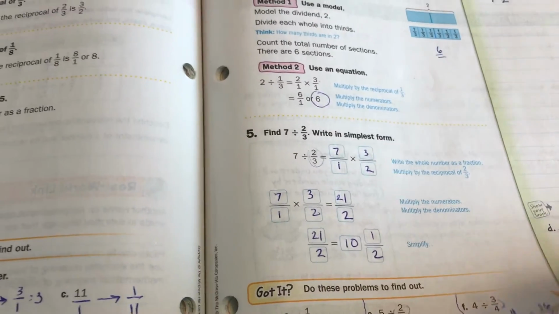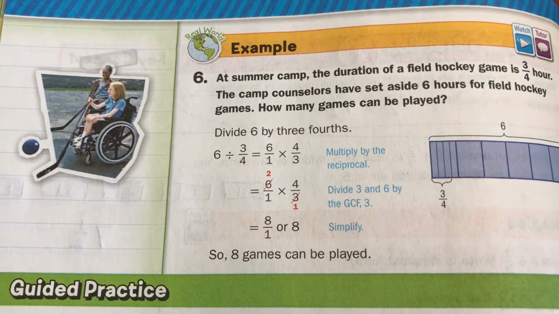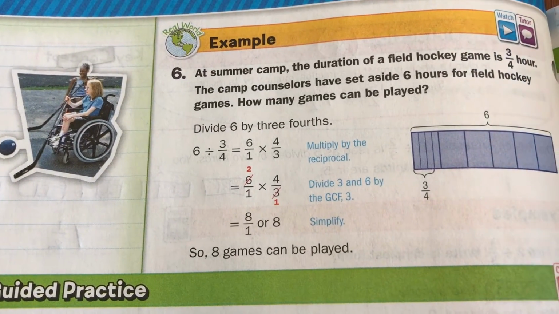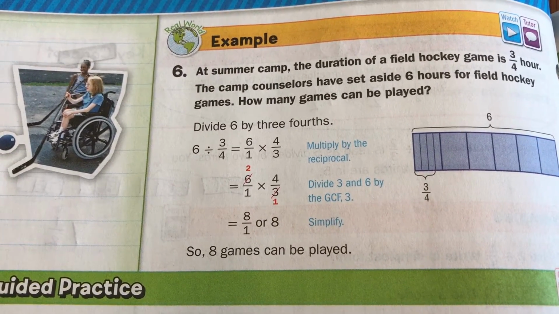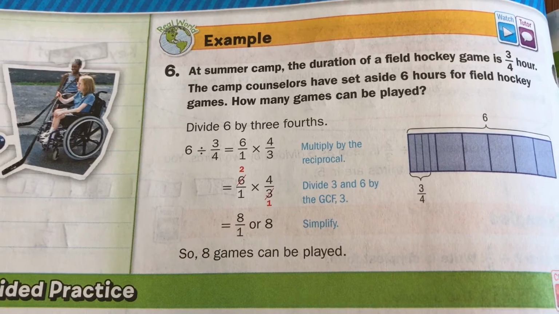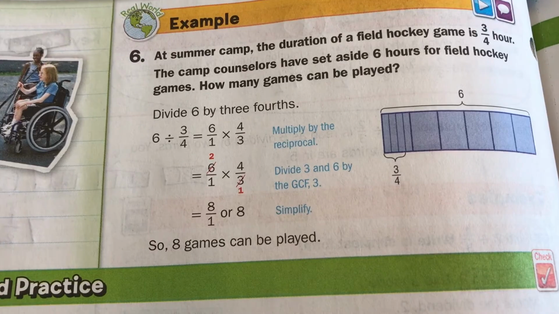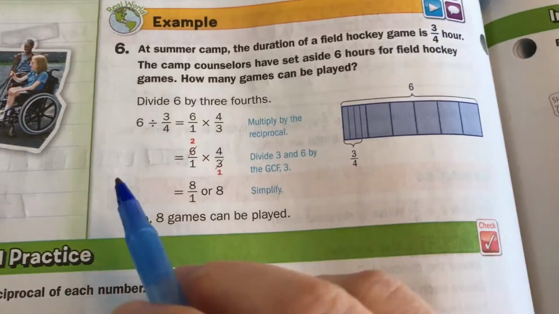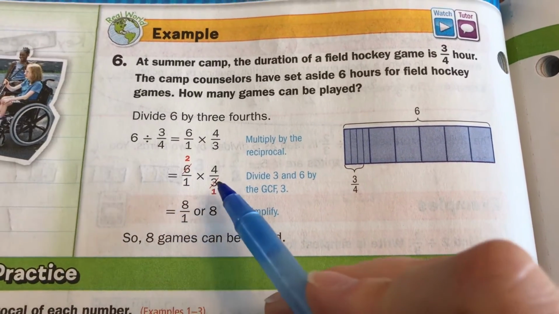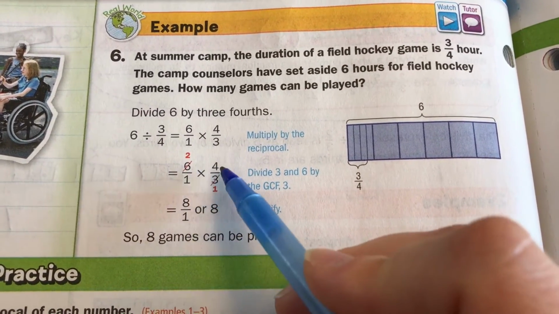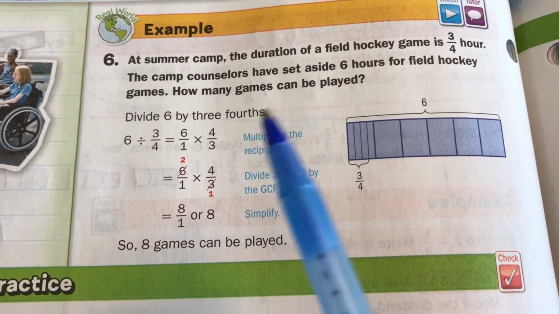Okay, let's turn to the last example. Page 308. At summer camp, the duration of a field hockey game is 3/4 of an hour. The camp counselors have set aside 6 hours for field hockey games. How many games can be played? So you need to divide 6 by 3/4. 6 divided by 3/4 is the same thing as saying 6 times 4/3. You can simplify by dividing by 3. 2 times 4 is 8. 1 times 1 is 1. So 8 games can be played.